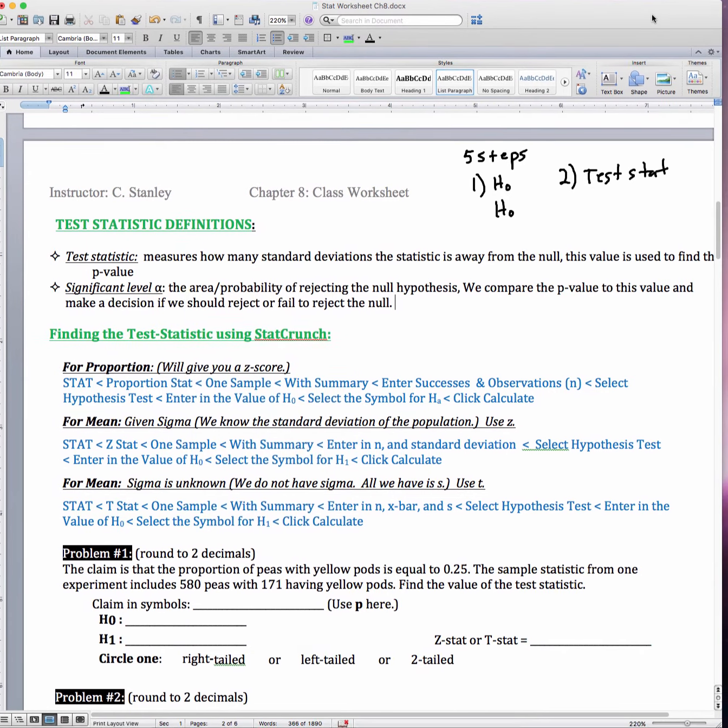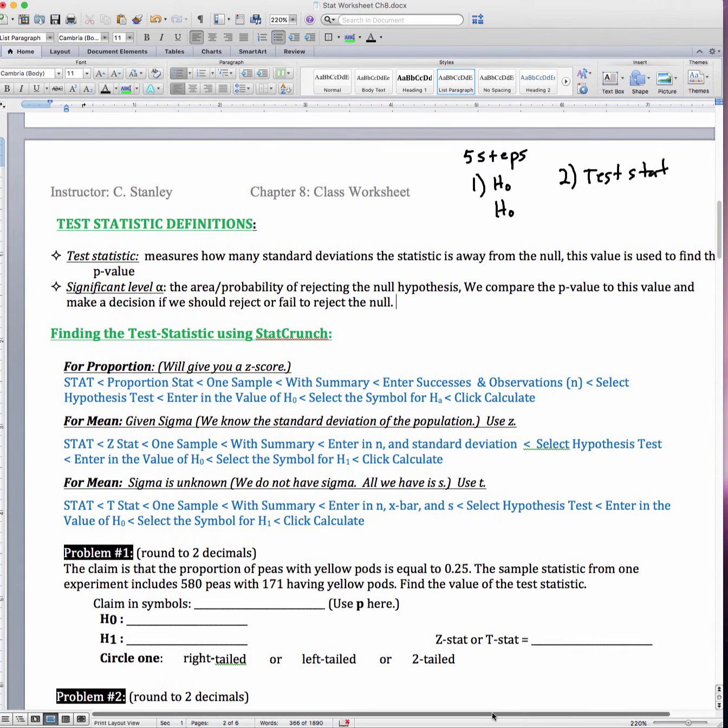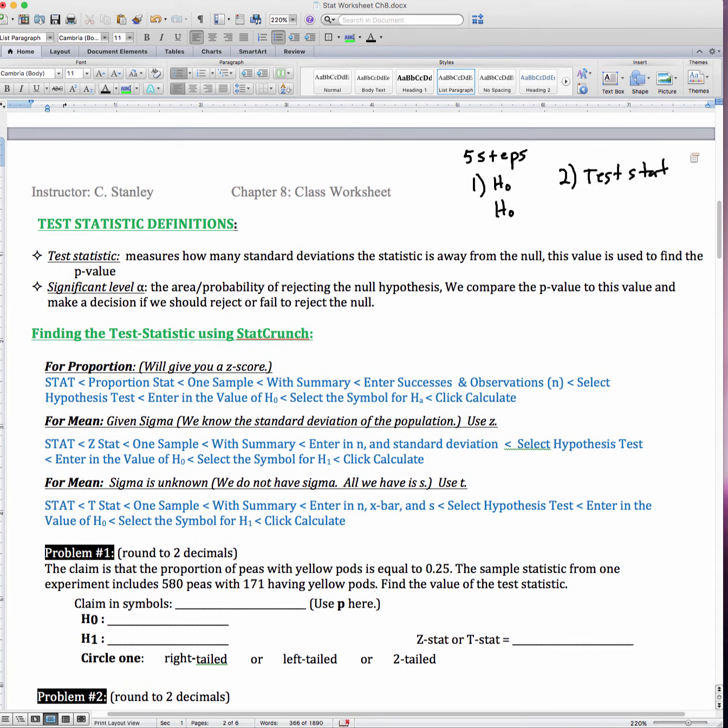The test statistic is either going to be, let me just push this thing over a little bit. Oh, that doesn't work. There we go.